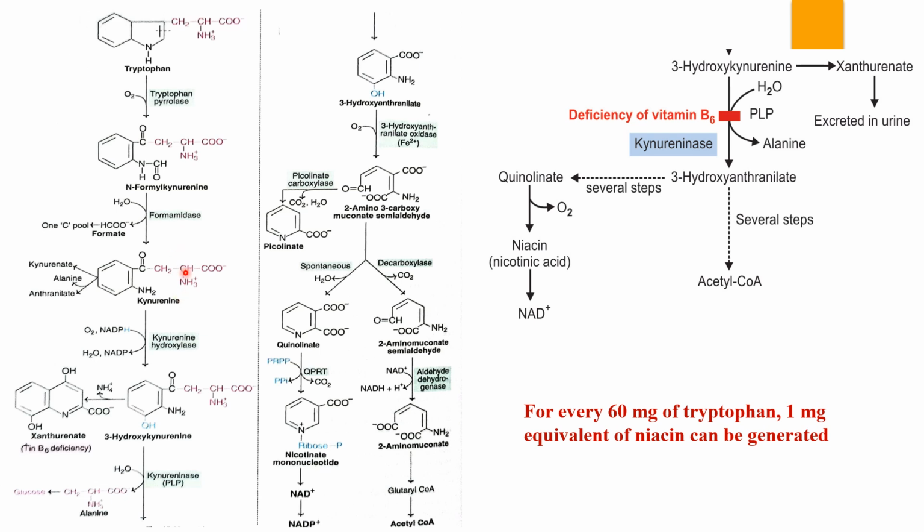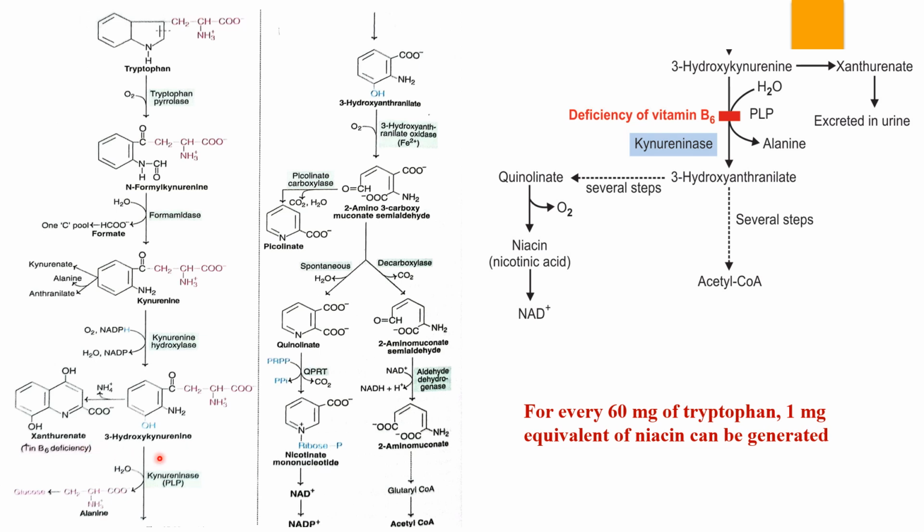Then further this N-formyl kynurenine is converted into kynurenine, which is responsible for production of three important products: kynurenate, alanine, and anthranilate. So we'll see further how they are being synthesized. Then kynurenine, in the presence of kynurenine hydroxylase, undergoes hydroxylation in a one step pathway, and this is the 3-hydroxykynurenine. The enzyme is kynurenine hydroxylase. It requires molecular oxygen and NADPH.